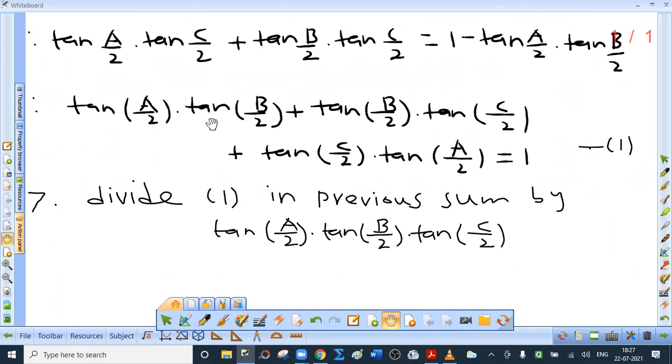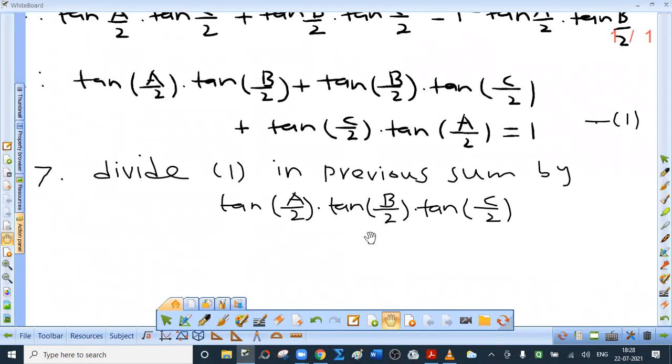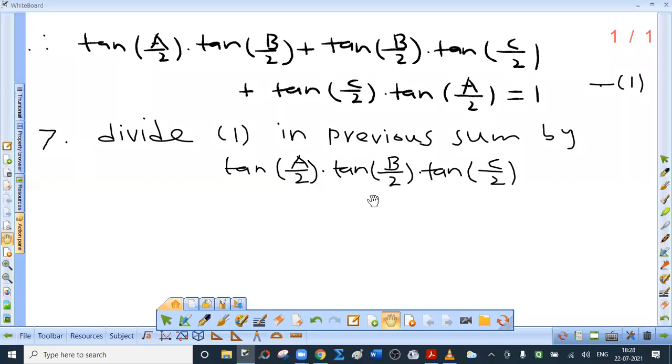Now after this, you have to divide throughout by tan A by 2, tan B by 2, tan C by 2. So here what remains in the denominator? Tan C by 2. 1 upon tan is cot: cot C by 2 plus cot A by 2 plus cot B by 2 equals 1 upon tan, that is cot. That's it. We have to prove this only. I hope you are getting this.